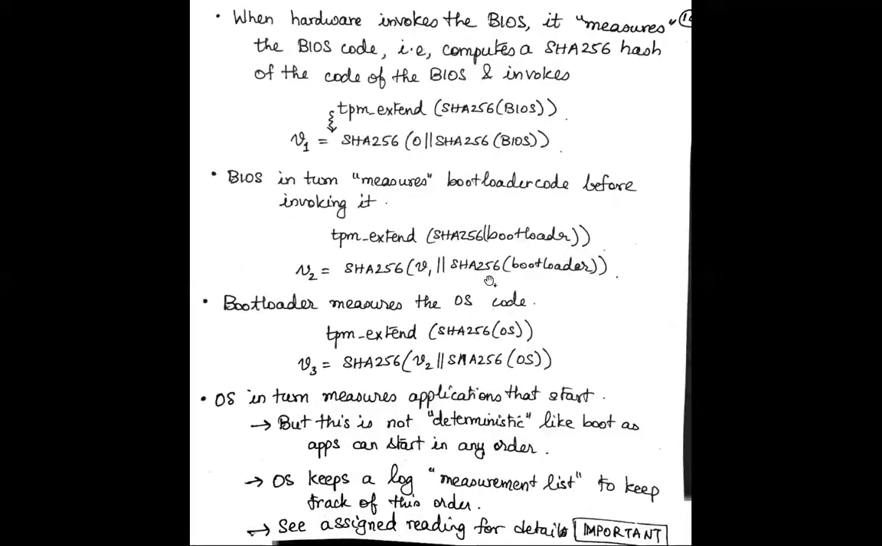Why? Well, let's take an example. Let's assume that the operating system was infected, and there's some rootkit over there. Then when the bootloader measures the OS code, it will also measure the rootkit. What is measured is not SHA-256 of OS, but SHA-256 of the corrupted OS, which will then, when you take this operation over here, not be equal to v3. v3 is only for the uncorrupted OS.